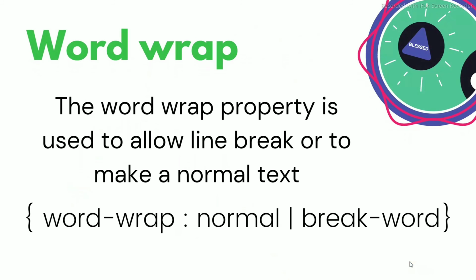At last, we are using the word wrap. Word wrap is used to make line breaks or make normal text. We have the property word wrap and we have two values, normal and break word. If you are using break word, it will break the sentence, and if you are using normal, normal text is displayed. And this is all about the first video of the CSS3 code.